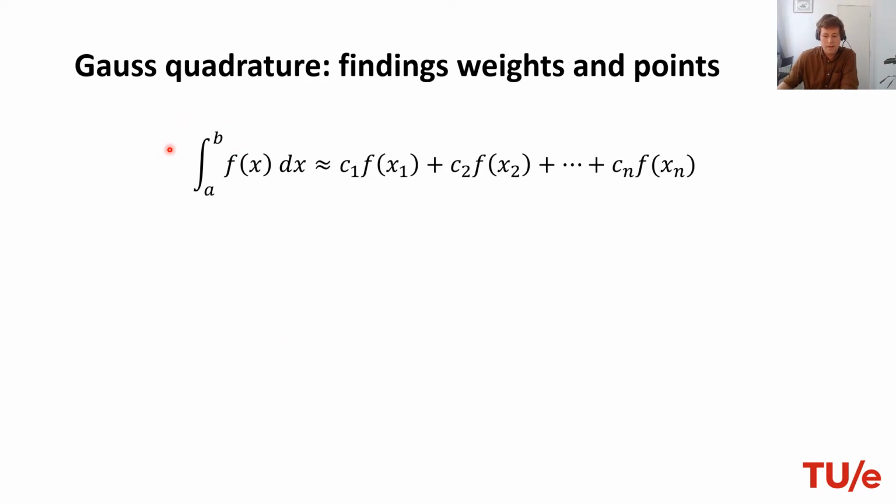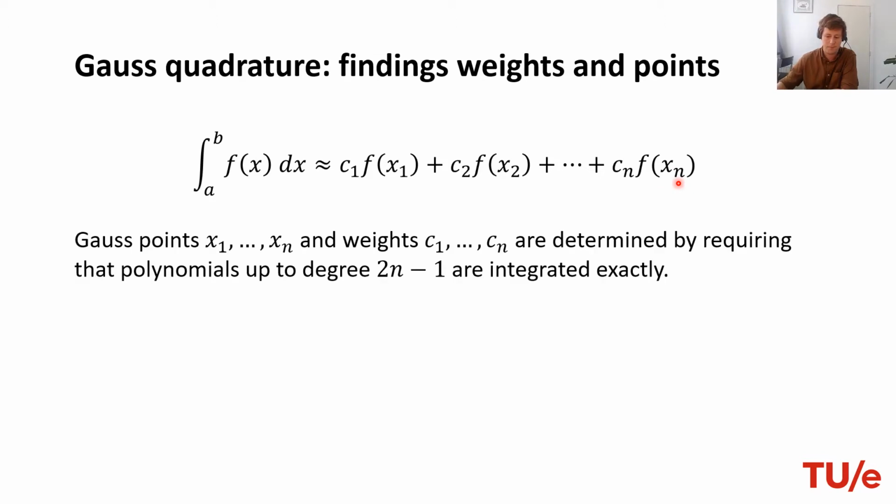So again, reiterating here, this is the whole idea of Gauss quadrature. We directly approximate this integral of f with a weighted sum of function evaluations at these Gauss points. We determine these Gauss points and weights by requiring that polynomials up to a degree of 2n minus 1. So for n Gauss points, we want to be able to integrate polynomials up to a degree of 2n minus 1 exactly.